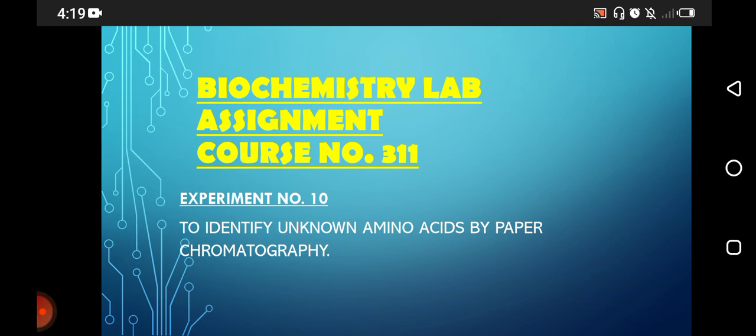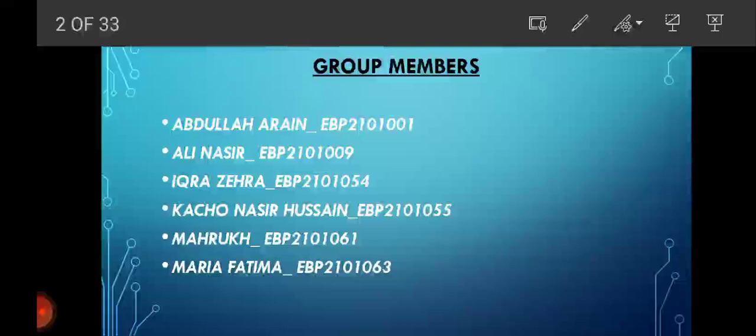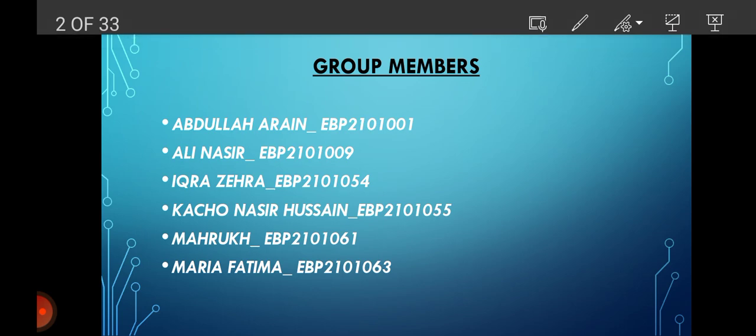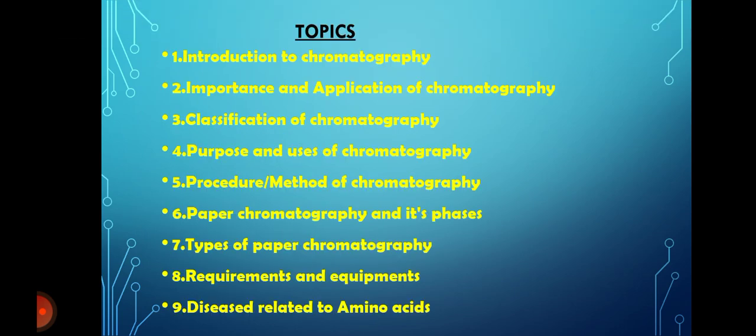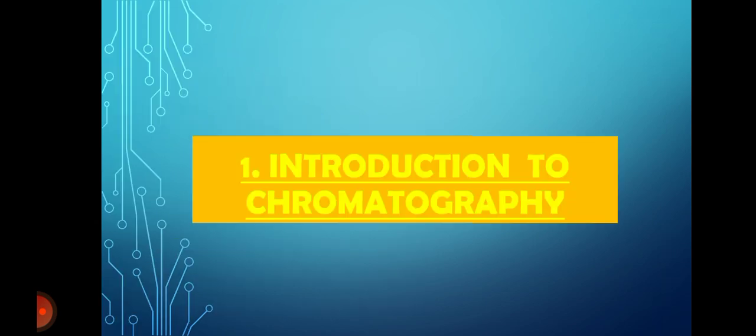which is chromatography. So our experiment is experiment number 10, to identify unknown amino acids by paper chromatography. Here is the slide in which we have mentioned the names of our group members and their roll numbers. Then we have mentioned all the topics we are discussing in the coming slides. Our first topic is introduction to chromatography.